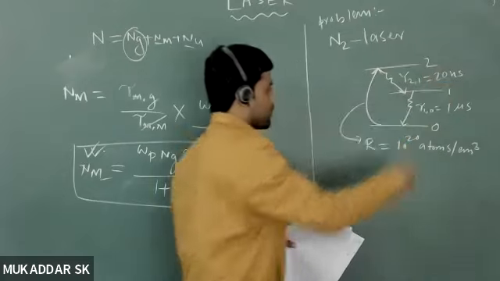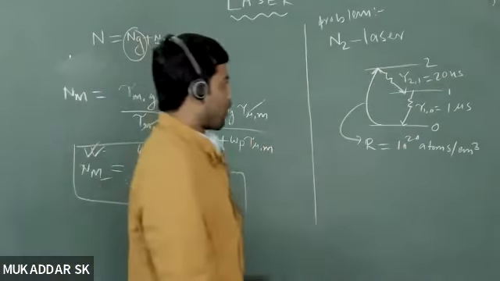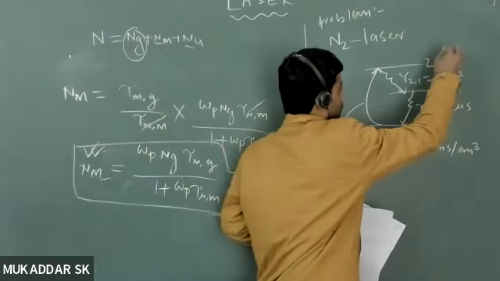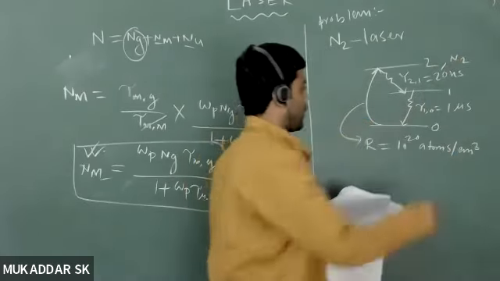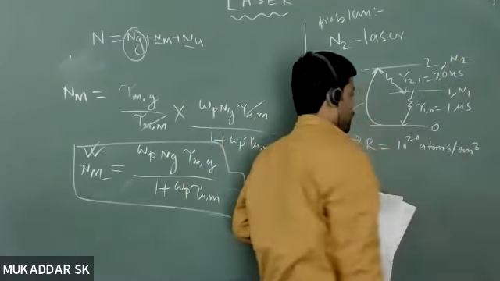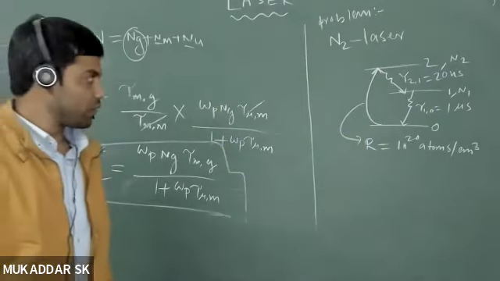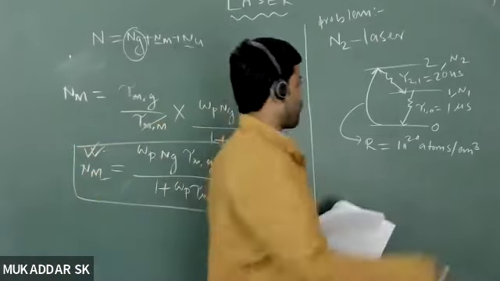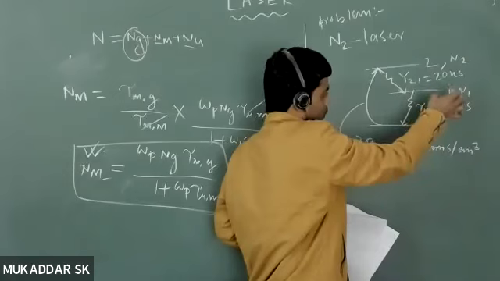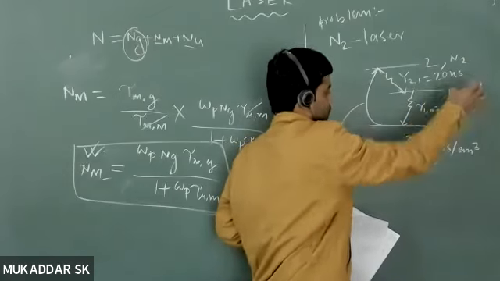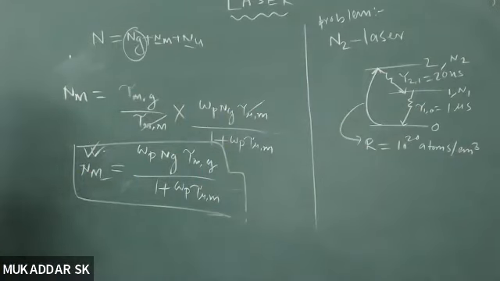So this diagram is given in the question, and they have asked how much will be the population of level 2, that is N2, and also N1 at thermal equilibrium. So at thermal equilibrium, what will be the population of level 2, that is N2, and what will be the population of level 1, that is N1.